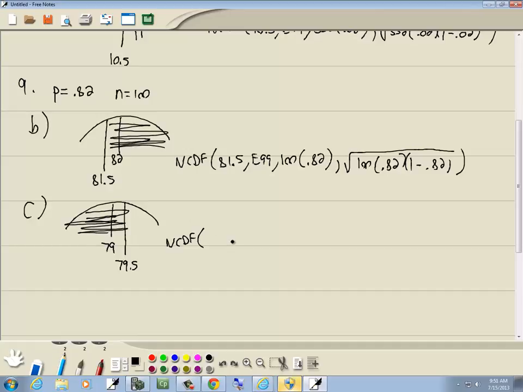Well, our low value is clear over here, which is negative E99, negative infinity, comma our high value, which is 79.5, and then 100 times 0.82, comma square root of 100 times 0.82 times 1 minus 0.82. And that'll give you your answer. Now, if your question was how to plug those in your calculator, then let me know, but I assume it's the setup that you're having trouble with.